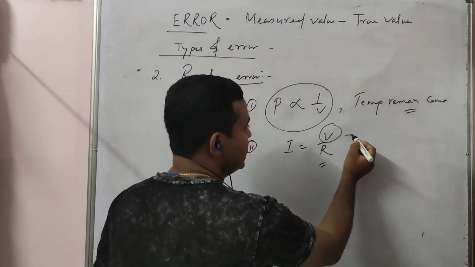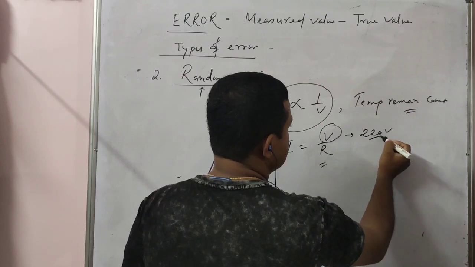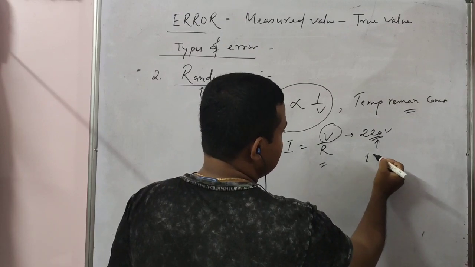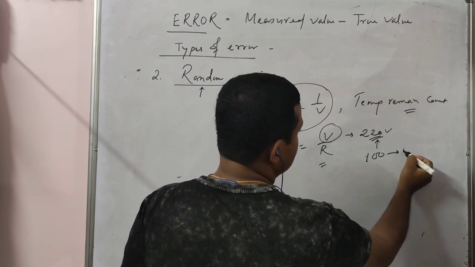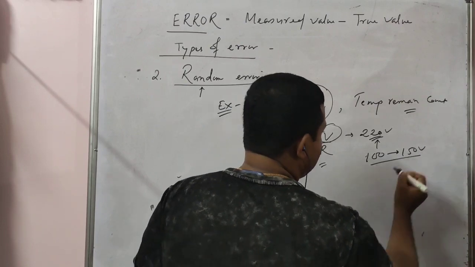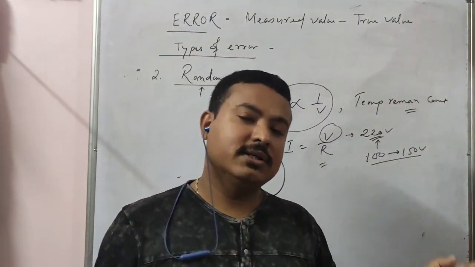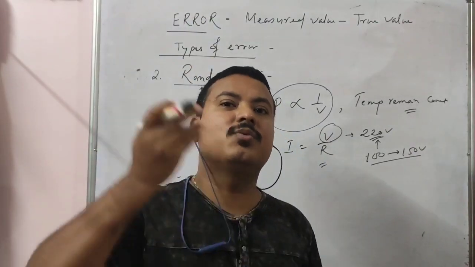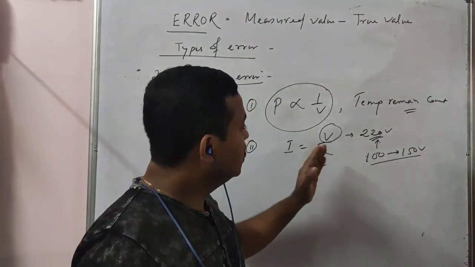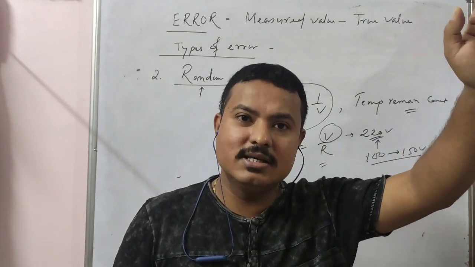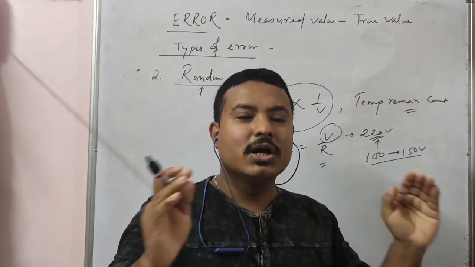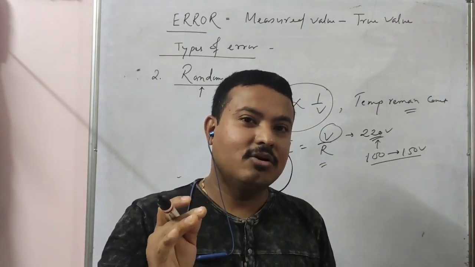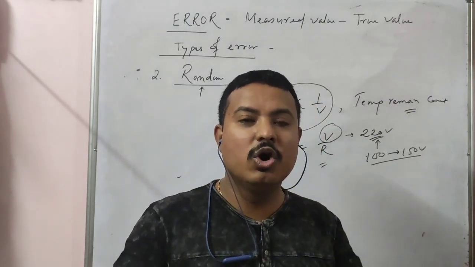Suppose generally the potential is 220 volt, and suppose it fluctuates between say 100 to 150 volt, and the fluctuation is in an irregular manner. That means, suppose it becomes 150, then again 130, then 120, 110. That means you do not know whether the voltage will increase or decrease. There will be no information. You cannot guess whether voltage will now increase or decrease. So there will be no idea, no information.